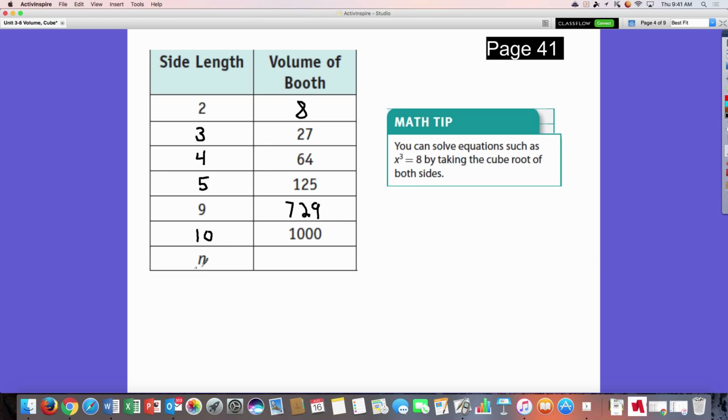So here's one where they're giving you any number. N, it could be an X, could be a Z, but this is just a variable, right? So if the side length is N, the volume of the cube is N times N times N, or N cubed. N cubed.